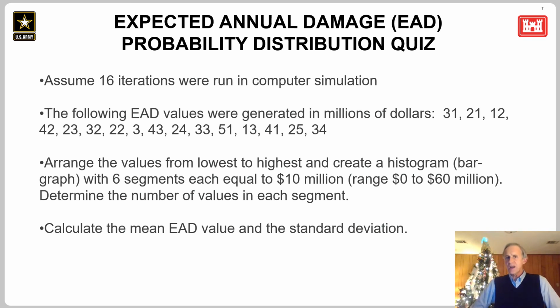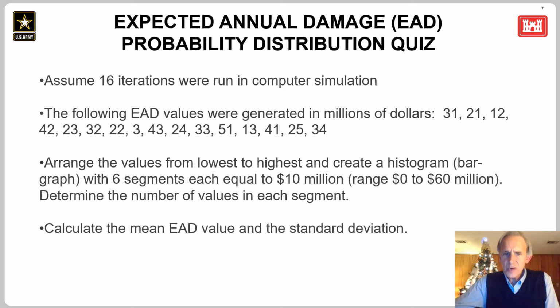Now we're at our example, after the values are calculated. We're talking about only 16 iterations; we're running this computer simulation 16 times. It could have been run 16,000 times. The following EAD values, expected annual damage numbers, were generated in millions of dollars. There are 16 values.